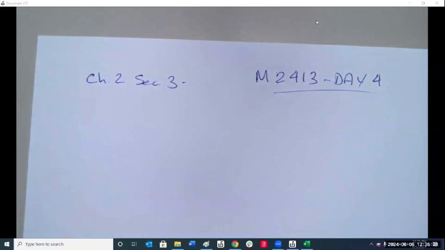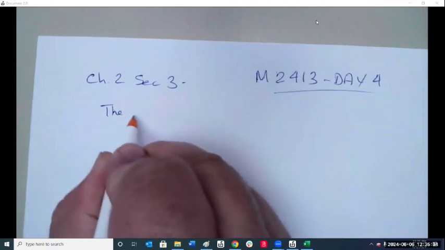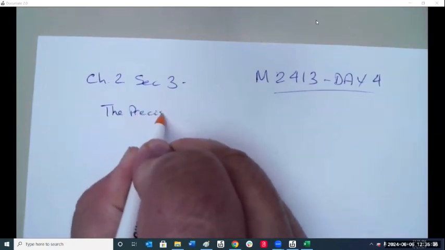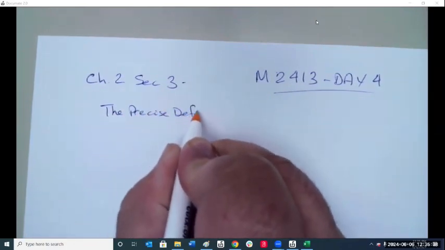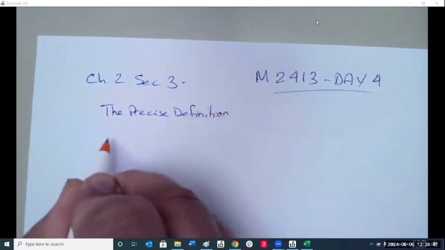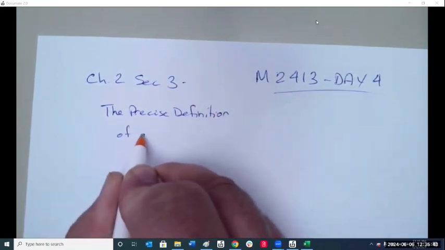Chapter 2, Section 3. What is that title? The precise definition of a limit.